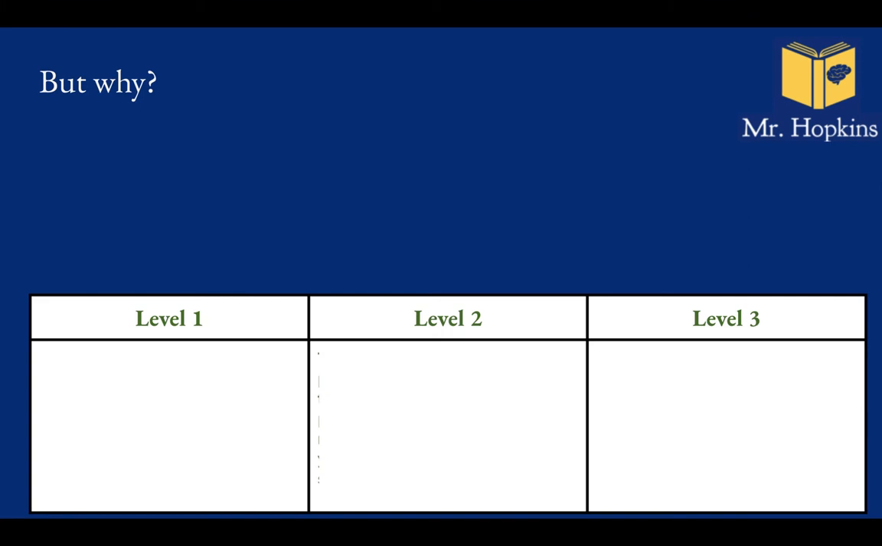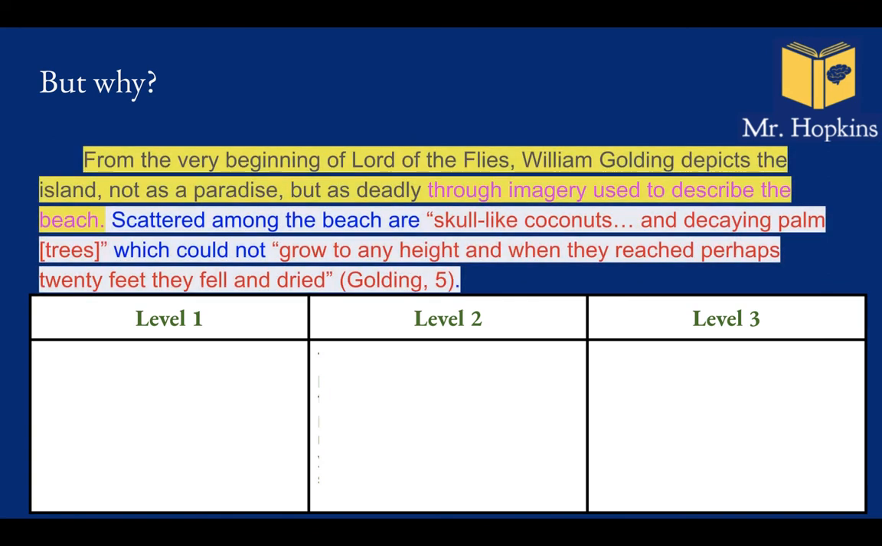Let's look at another example, specifically this time how we might analyze for topic paragraphs or essays. Now, this pertains to the story Lord of the Flies, about a group of British schoolboys who get stranded on an island. From the beginning of Lord of the Flies, William Golding, the author, depicts the island not as a paradise, but as deadly, through the use of imagery, which he uses to describe the beach. Scattered among the beach are skull-like coconuts and decaying palm trees, which could not grow to any height when they reached perhaps 20 feet and fell and dried.